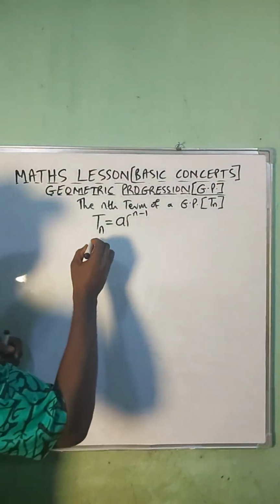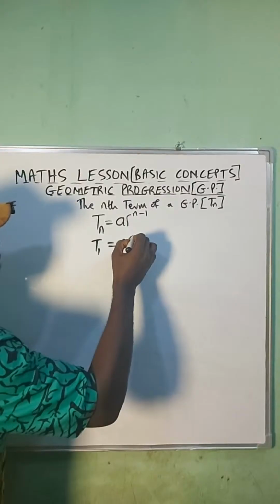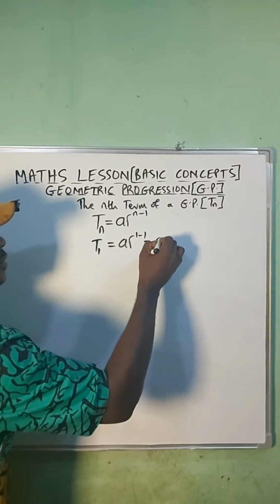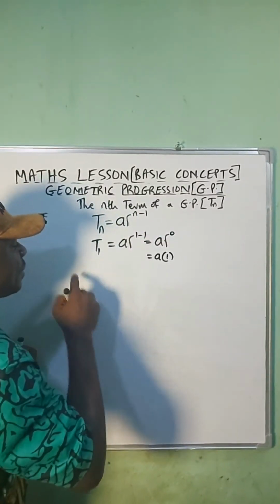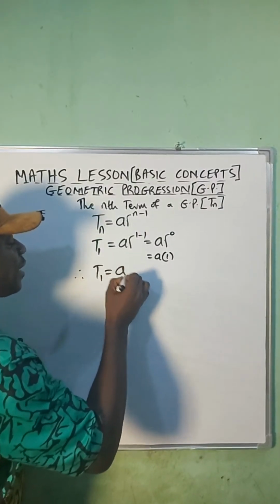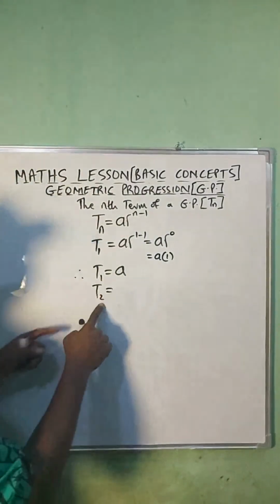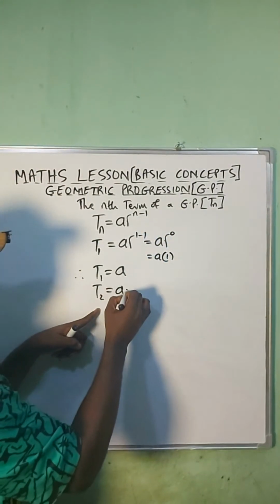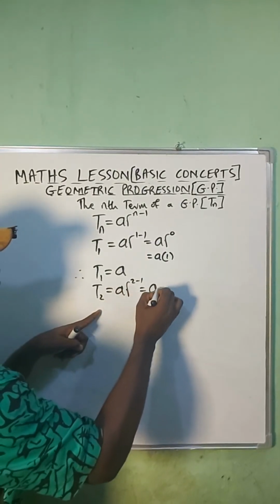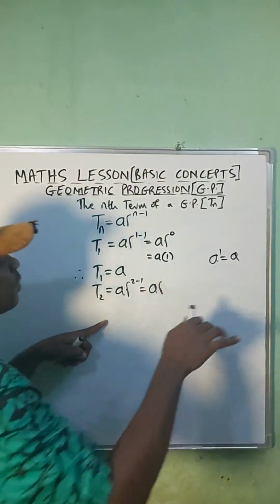So from here, let me get the first term. N will be 1, so here will be AR to the power 1 minus 1. Therefore, the first term is equal to A. To get the second term, you put 2 here. That will be AR to the power 2 minus 1, which is AR to the power 1. And any quantity raised to the power 1 remains the same, so here will just be AR.